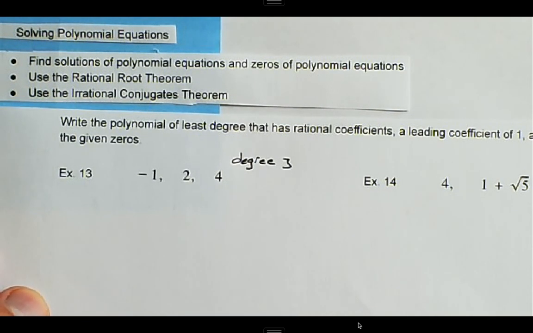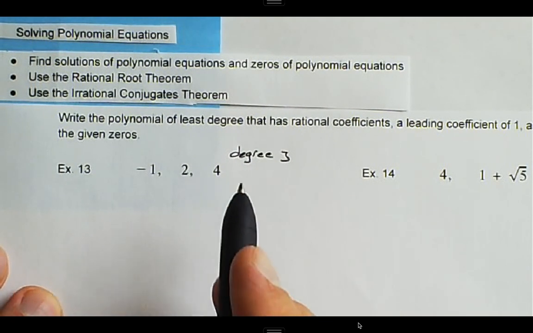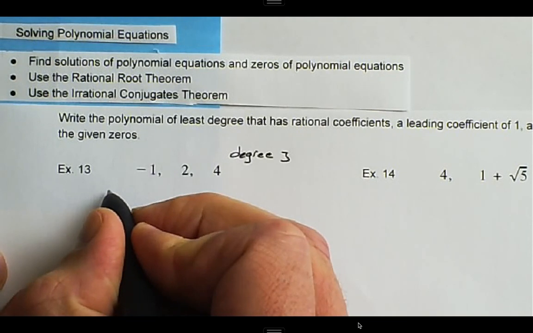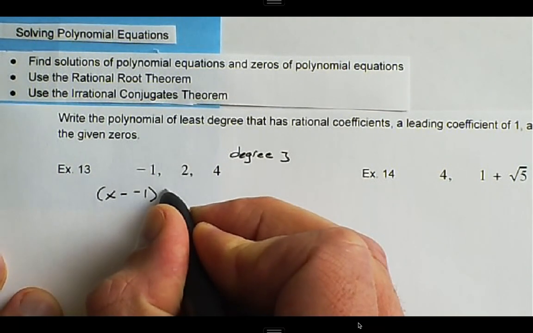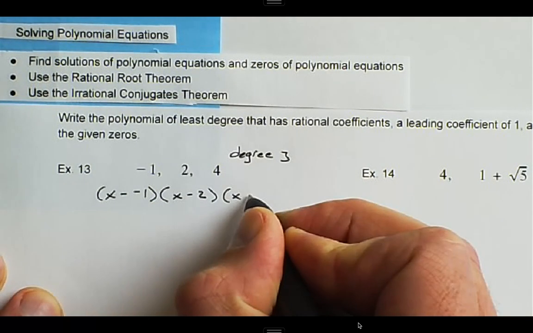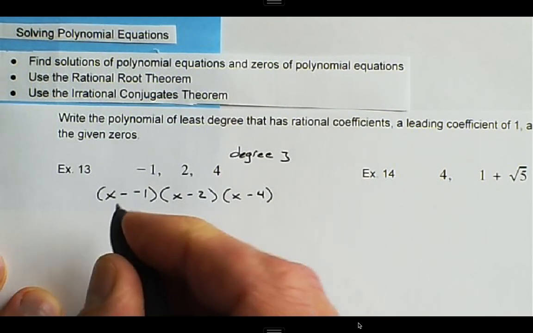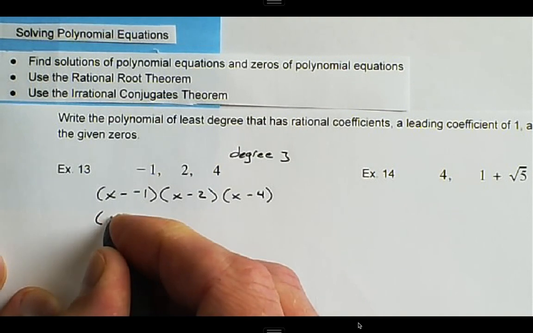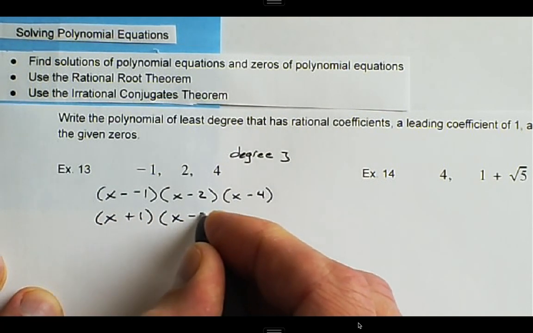Working backwards, we know that our zeros come from the binomials that we factor out. So we can create the binomials that would make these specific zeros. So x minus a negative 1, I'm going to subtract all of them, x minus 2, and x minus 4. We know that minus a negative really means addition. So say x plus 1, and then we can write down these other two.